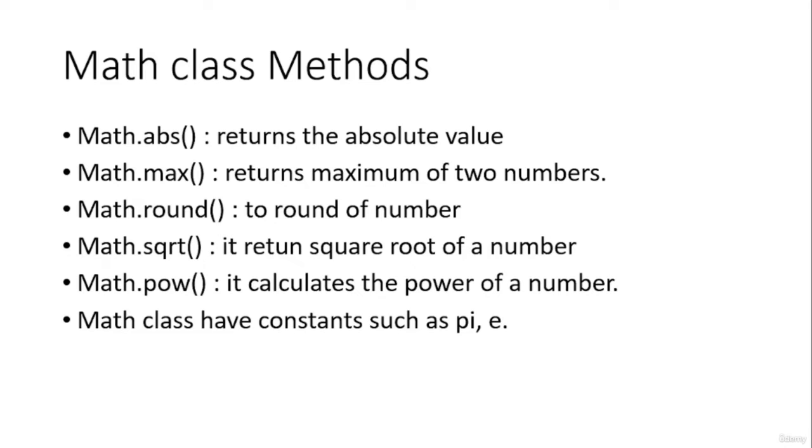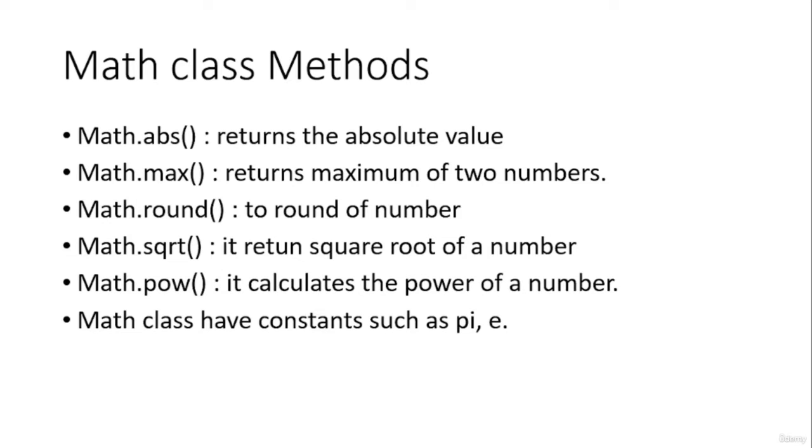In the Math class, there is a method called abs. abs will return the absolute value of a particular number, which means removing the negative sign. Next is max. max will return the maximum value between two numbers. If you pass two numbers, it will return the maximum of the two.